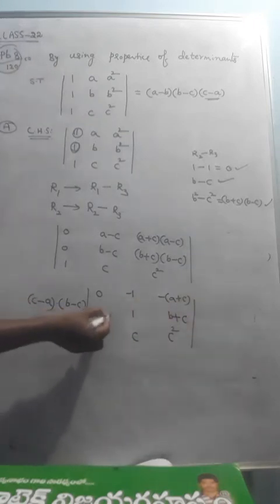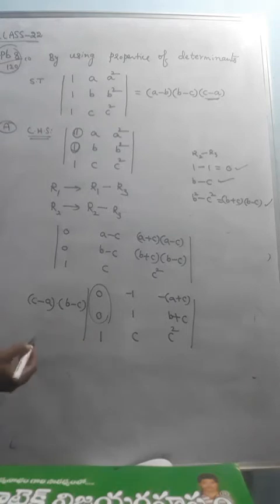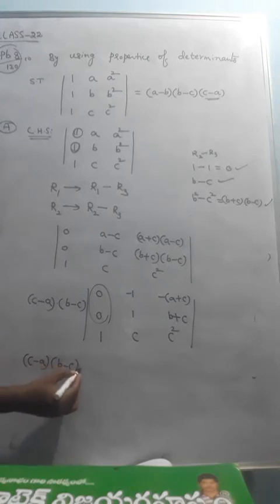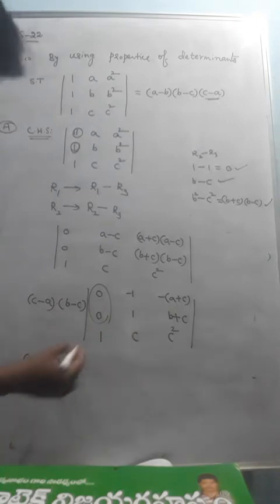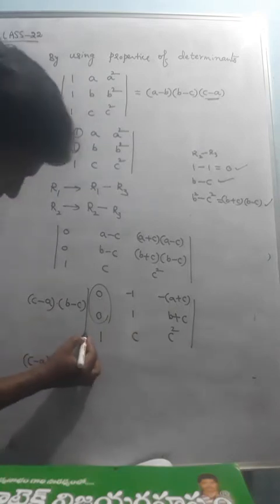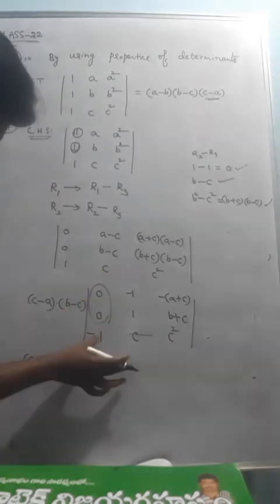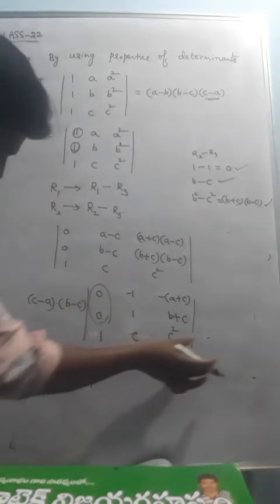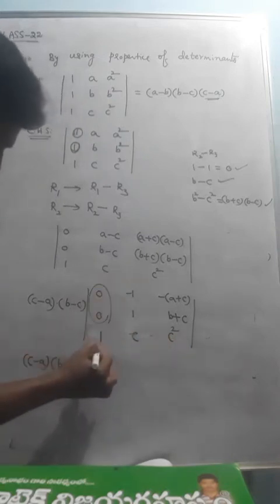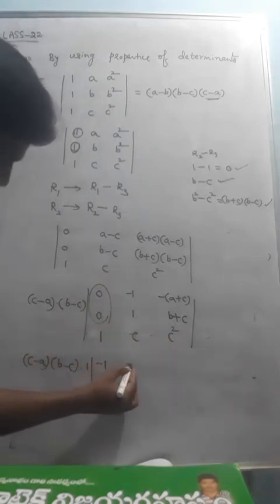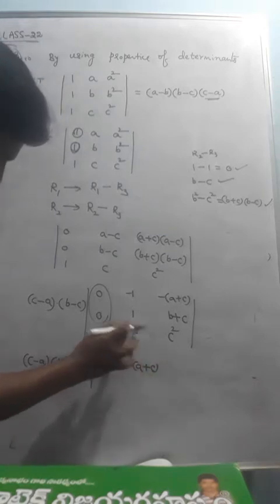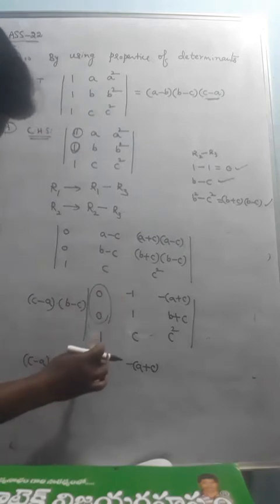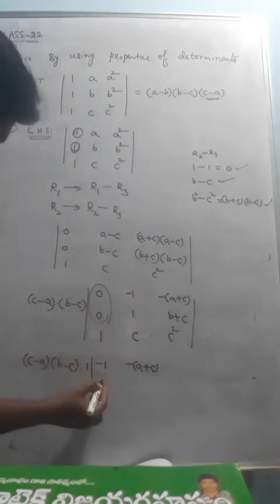Now see, we got two zeros, then you can apply the determinant expansion directly. So C minus A into B minus C into, so 0 into something is 0, minus of 0 into something is 0, so you can leave it. Next, 1 into, directly I can apply like this. So 1 into, forget the third row and first column, what remains? Minus 1, minus of A plus C. Next, third row and first column, so 1, B plus C.